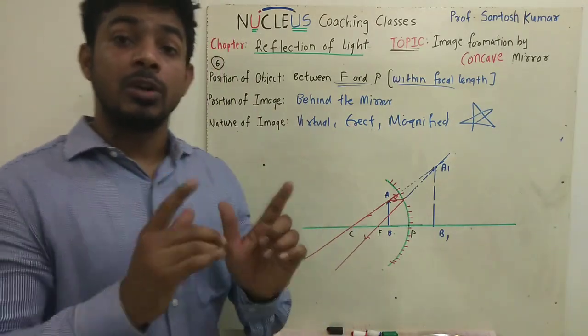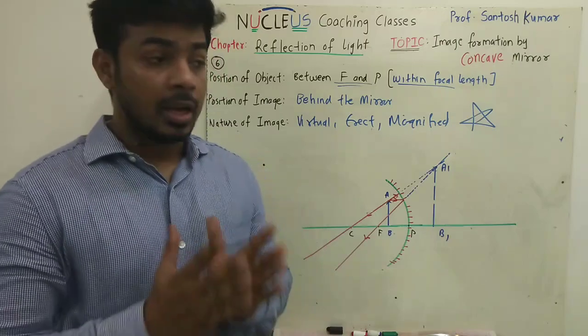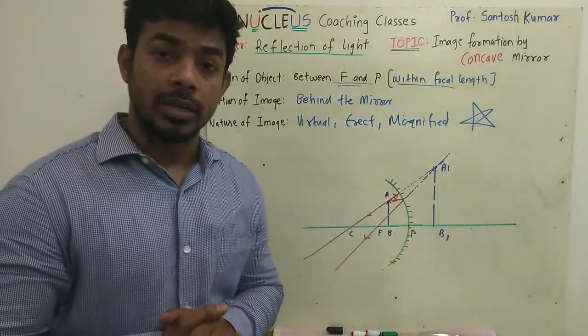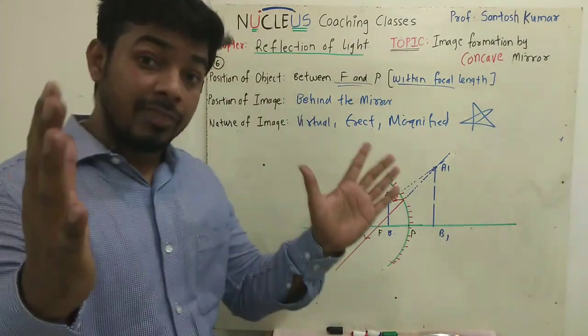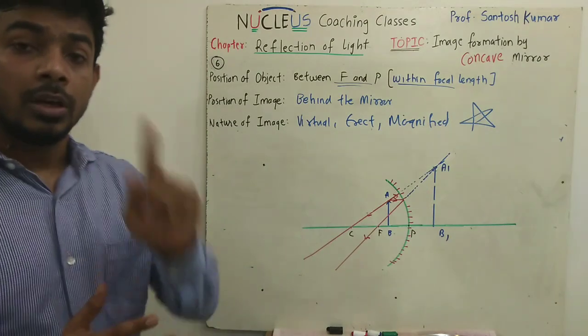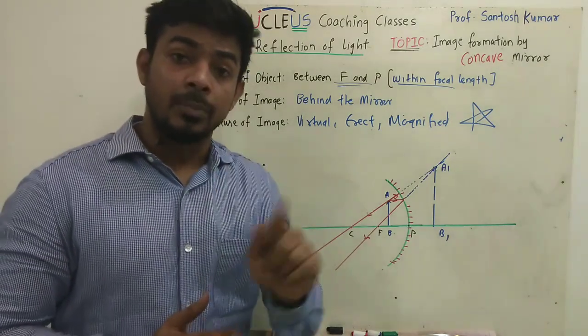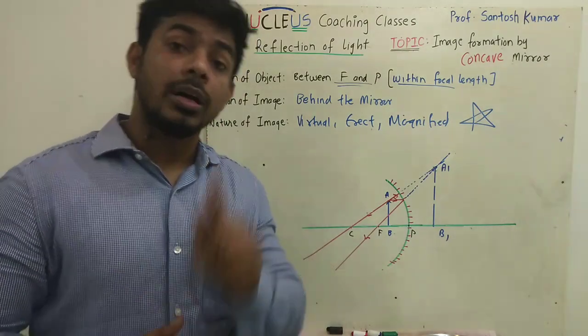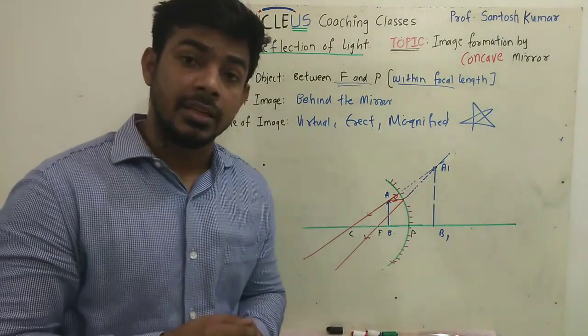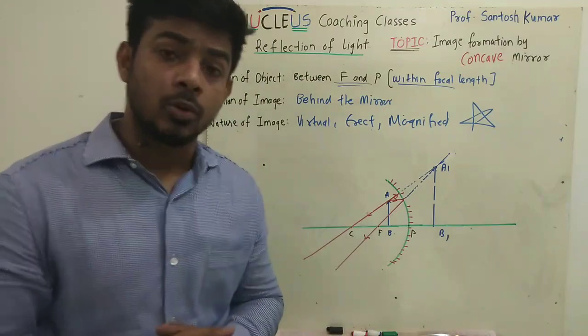That means it will not create any confusion for us, because if the image is inverted, it will be very confusing, right? Here the image is magnified as well as erect, so it is very helpful for us. Whenever we talk about a makeup mirror, shaving mirror or a dentist mirror, that means whenever a dentist wants to see the cavity in the teeth, he uses a mirror which is a concave mirror.